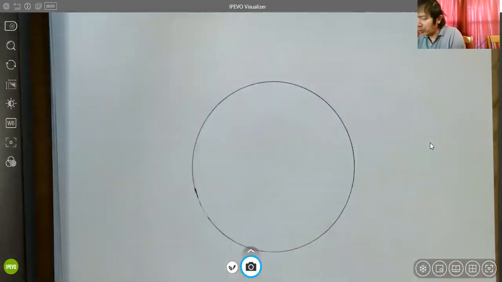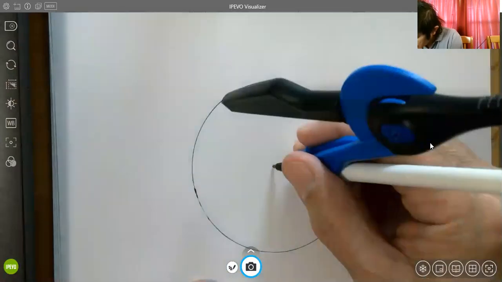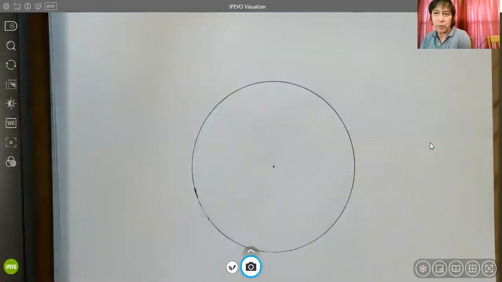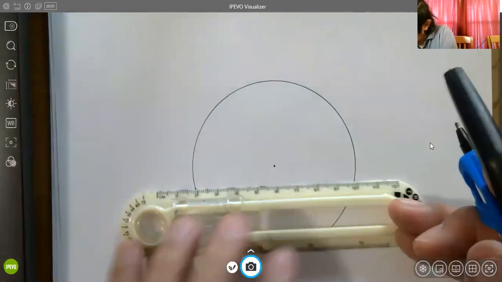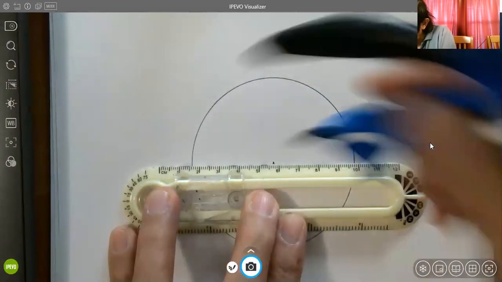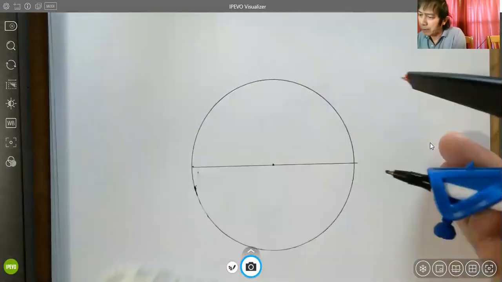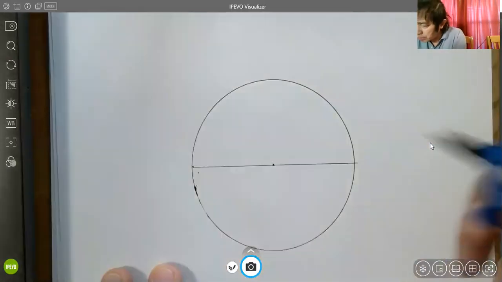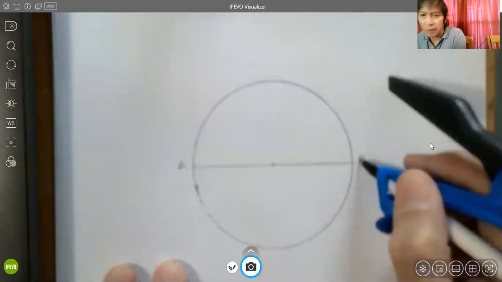We're going to determine the center point and draw a horizontal diameter. We get our straight edge and draw a horizontal diameter there. Let's label this as our point A and point B there.